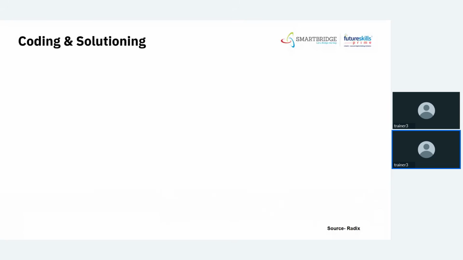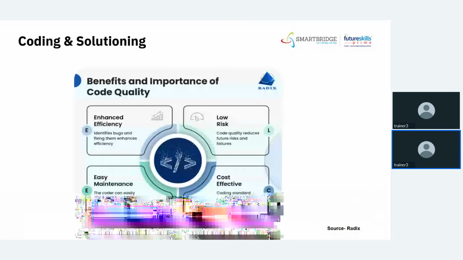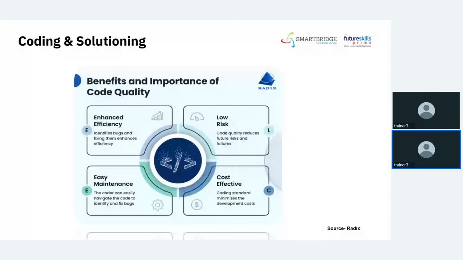So, benefits and importance of code quality. How are you going to check whether a code is good or not? You need to enhance the efficiency, and identify the bugs and fix them. If you have any bugs, then you are not going to get the desired output. What you are expecting as output, you are not going to get. So you need to fix those bugs, and then you'll get efficient code as output, right? You're going to get the best results as your expected outputs.